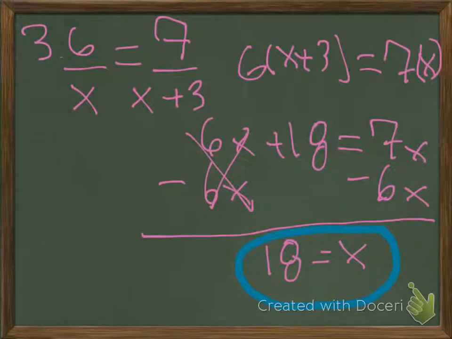Problem number 3. Solve 6 over x equals 7 over x plus 3. You cross multiply, so you get 6 parentheses x plus 3 parentheses equals 7x. Then you get 6x plus 18 equals 7x. You minus the 6x from both sides till you get 18 equals x.